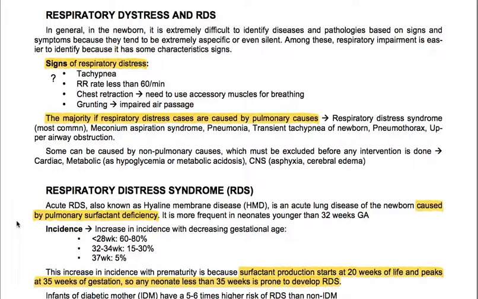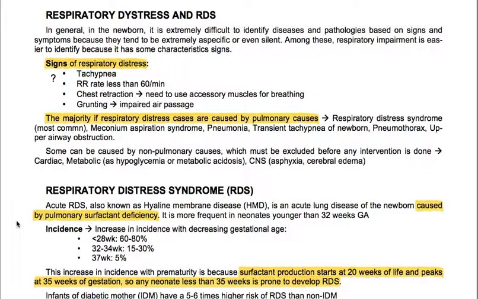The signs of respiratory distress are tachypnea, respiratory rate more than 60 breaths per minute, chest retraction, so need to use accessory muscles for breathing, and grunting, leading to impaired air passage. The majority of respiratory distress cases are caused by pulmonary causes, and respiratory distress syndrome is the most common. Meconium aspiration syndrome, pneumonia, transient tachypnea of newborn, pneumothorax, upper airway obstruction.